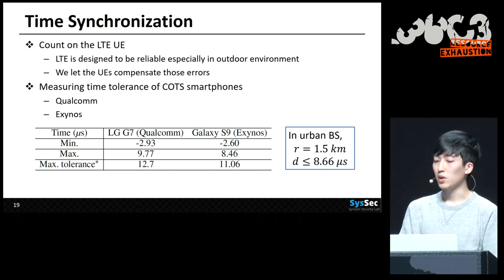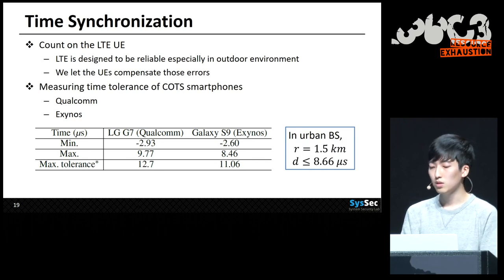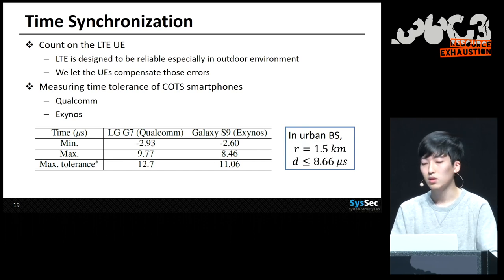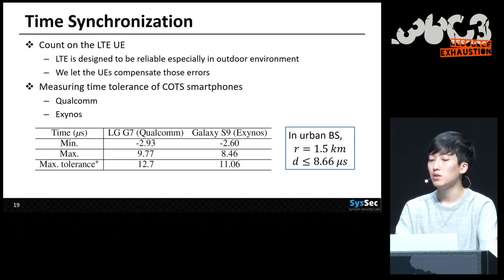Since it is chipset dependent, we measured the max delay tolerance of 2 COTS smartphones. And the results are around 12 and 11 microseconds each. Both results exceed the max delay of the urban base station, which is around 8 microseconds. So this means that the attack can succeed regardless of the location of the base station and the victim UEs. In summary, the attacker can be anywhere within the range of the base station to succeed in the attack.